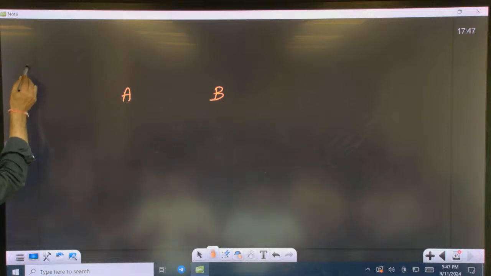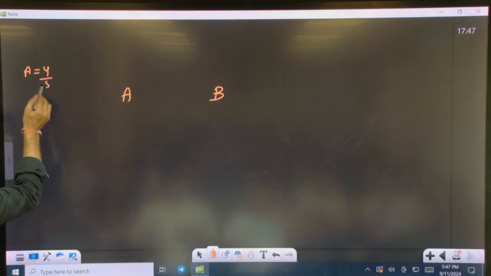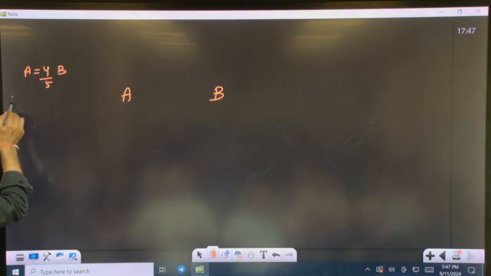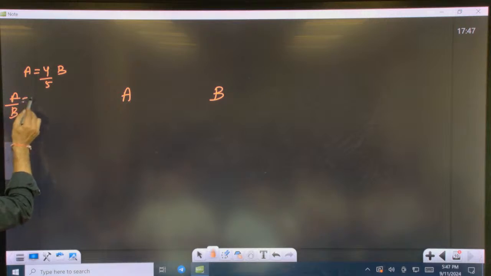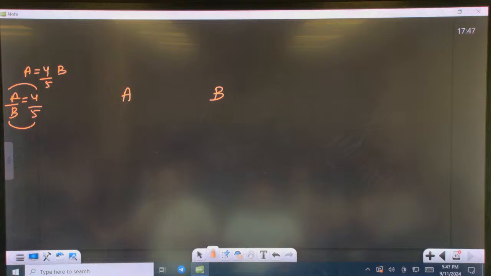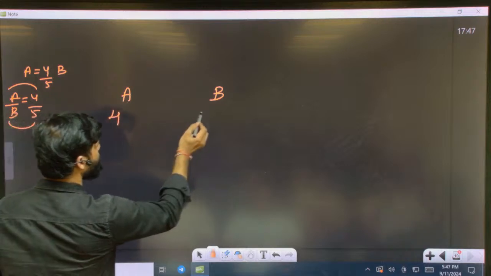It means A has 4 by 5 of the books that B has, or I can say that A by B equals 4 by 5. It means if A has 4 units of books, B has 5 units of books. Any problem in this? Okay, write that 4 and 5.